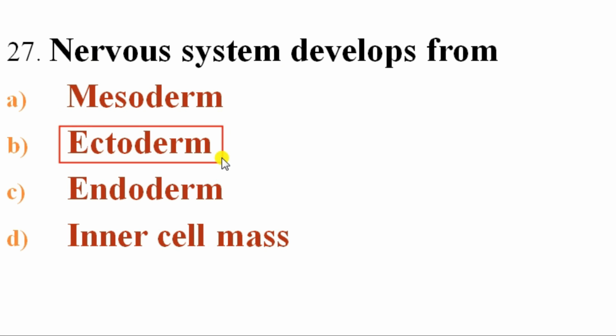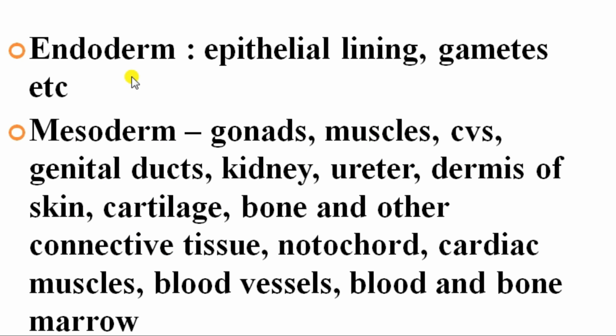At third week, the embryonic tissue divides into three primary germ layers, that is endoderm, mesoderm and ectoderm. Structures produced by three primary germ layers are as follows. From the endoderm, these are the structures that are formed: epithelial lining, gametes, that is both sperm and oocytes, etc.